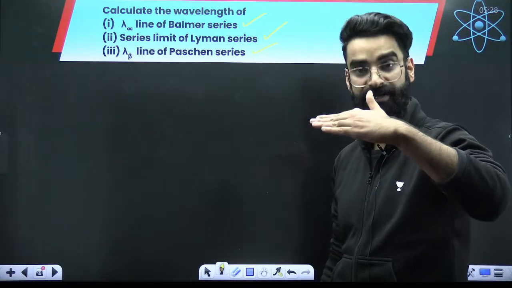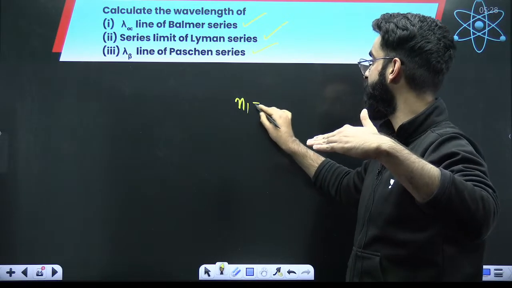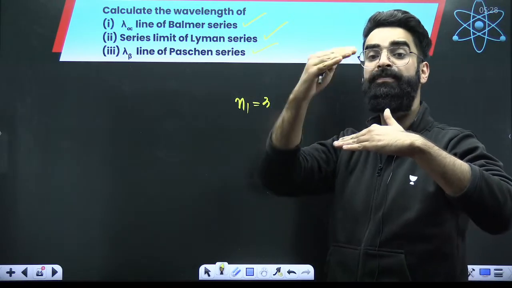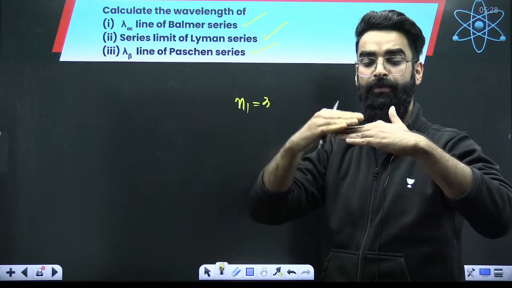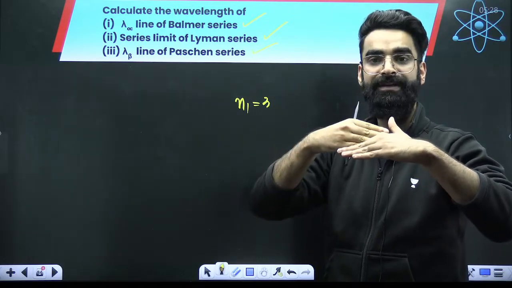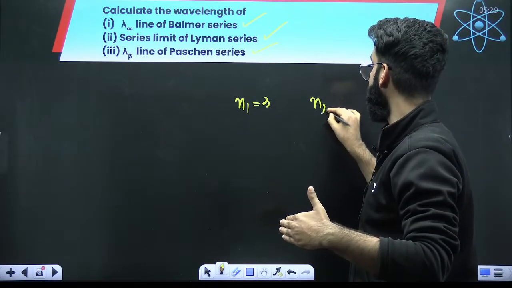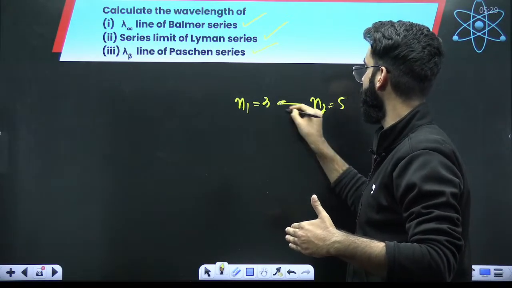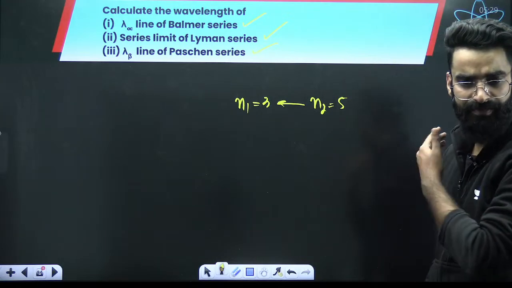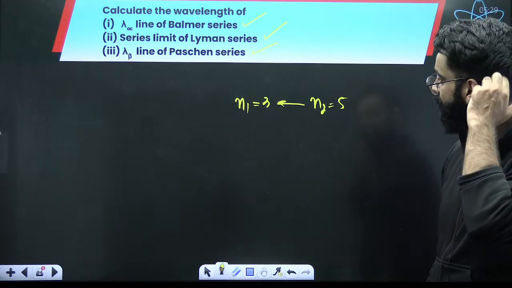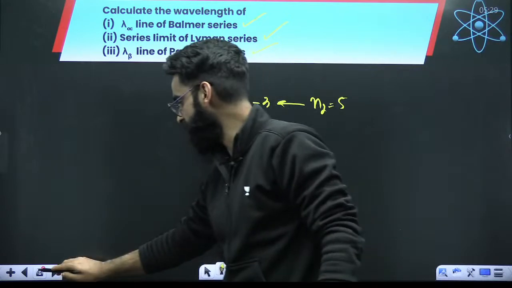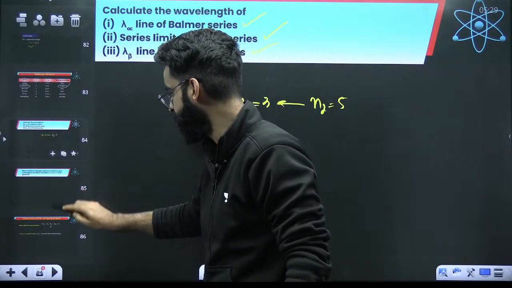Lyman, Balmer, Paschen. So N1 has to be 3, right? First line will be 4 to 3. Second line will be 5 to 3. Second line is called the H beta line. So the transition has to be from 5 to 3. Now we can use the formula, get the answer, 1 by lambda, right? Perfect. So these sort of questions you should be able to solve easily from now on.